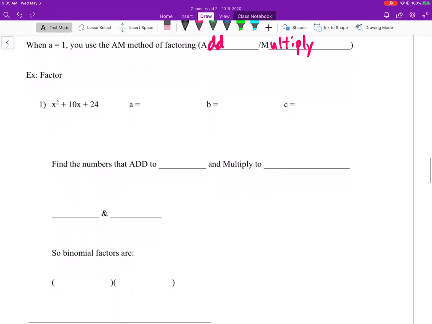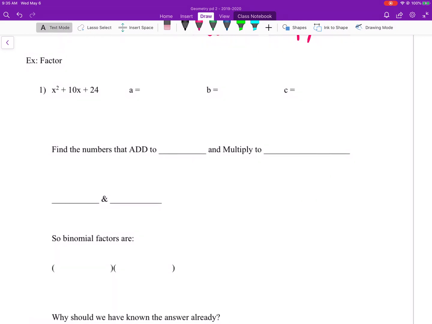But let's take a look at this first trinomial, x squared plus 10x plus 24. The a value is the value in front of x squared, right? That's just 1. The b value is 10. That's the value in front of the x, not the x squared, the value in front of x. And the c value is the constant, the number on the end there, which is 24. So when we're using AM factoring, it's a trinomial, and the a value is equal to 1, which here we can see that it is.